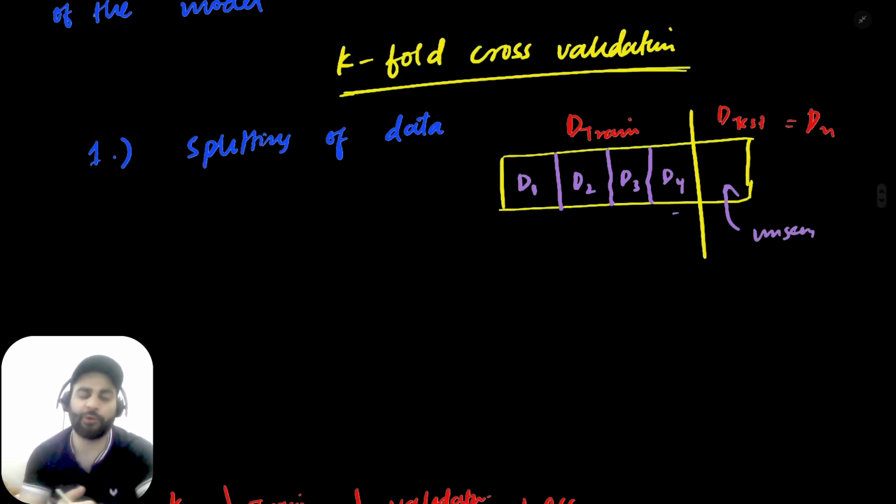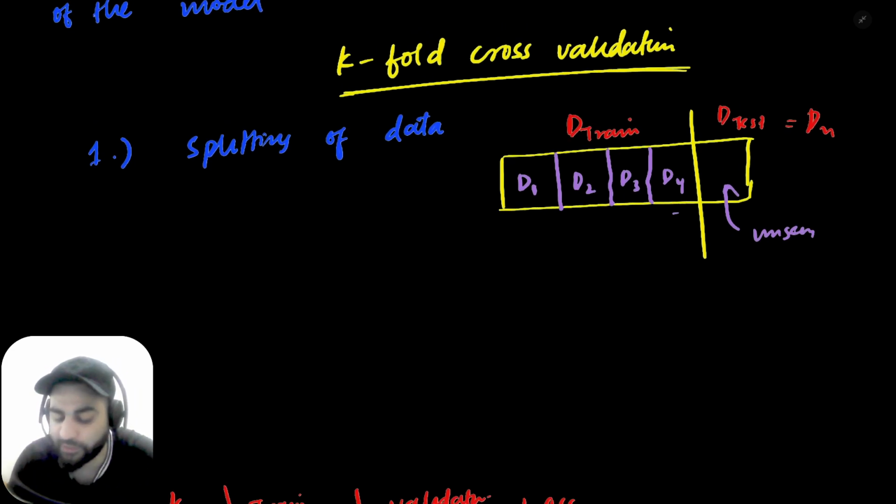So first we have split the data. How do we split it? We'll split it into D train and D test, and then D test is completely unseen for us. We don't look at it. And then for this D train, we'll split it into equal folds. This can be k folds. Here we said these are 4 folds.